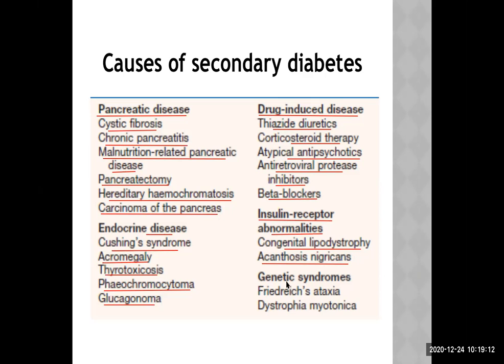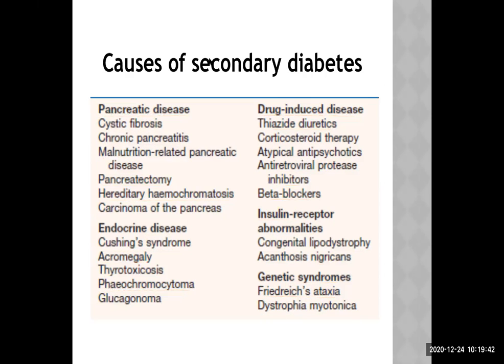Now, some genetic syndromes also lead to secondary diabetes, which are Friedreich's ataxia and dystrophia myotonica. Okay, ataxia is being unable to walk on a straight line. So you already know some balance mechanism is altered here, mainly the cerebellar function, and along with that, it also damages our heart. Okay, dystrophia myotonica is a problem of the muscle. These are rare conditions.